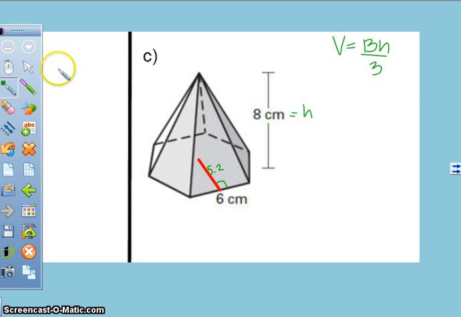If you want to find the area of your base, because it's a hexagon, your formula will be PA over 2: perimeter times apothem, divided by 2. Figure out your B, put it here, substitute your H over here. Pause the recording, come up with an answer, and then when you have an answer, hit start again. You should have gotten your volume equals 249.6 centimeters cubed.